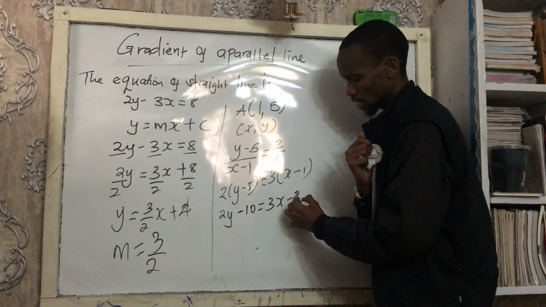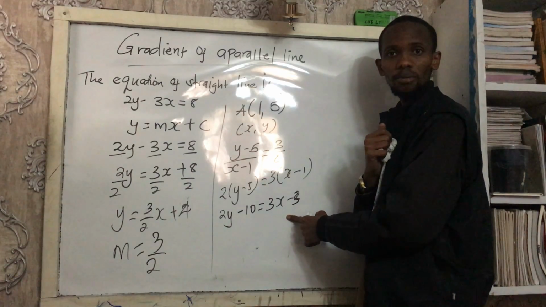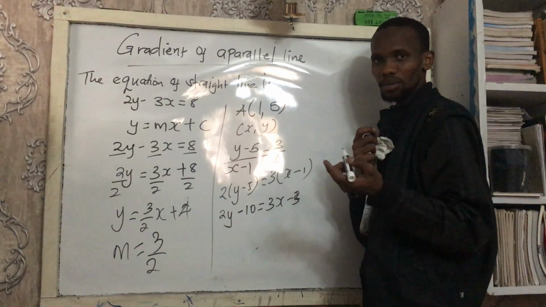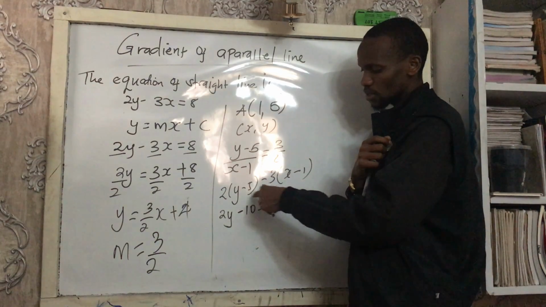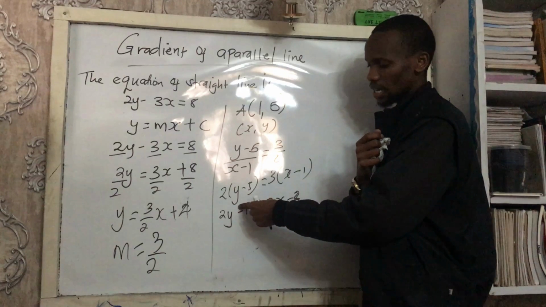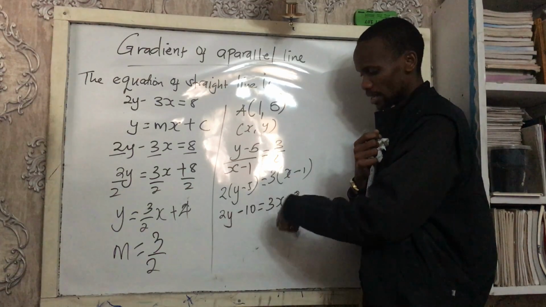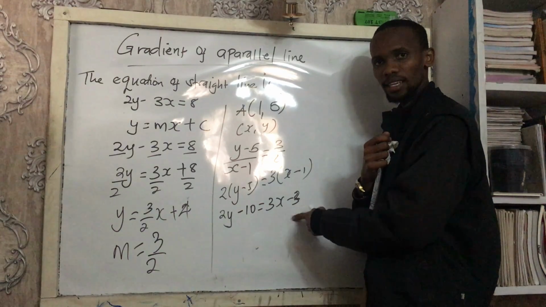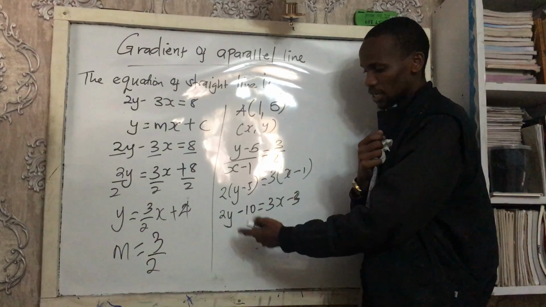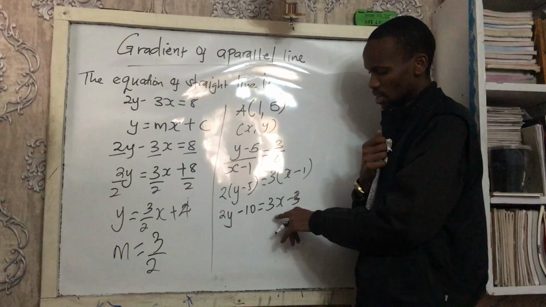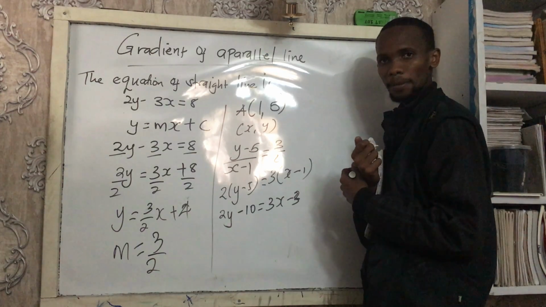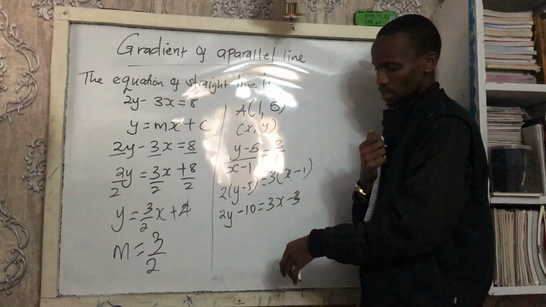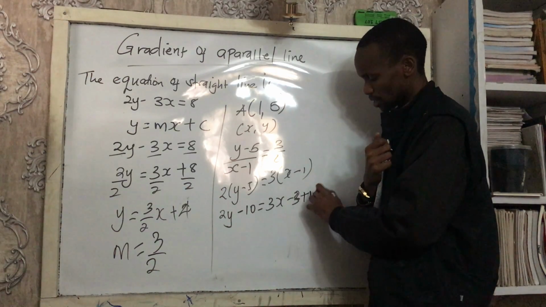Collecting like terms together, they said in the form of y equals mx plus c. If it was in the form of a double intercept, the one that we did, we could have just taken 3x to the other side, so that we have 3x plus 2y, and then 10 to the other side, and we would have 10 minus 3, that will be 7, and then divide by 7. But they said in the form of y equals mx plus c. So taking 10 to the other side, minus 10 should be a plus 10.